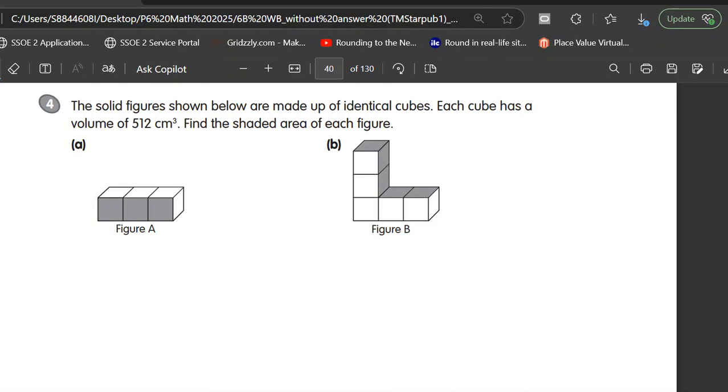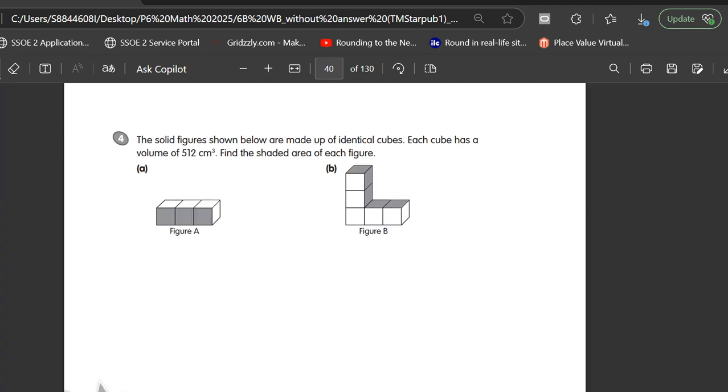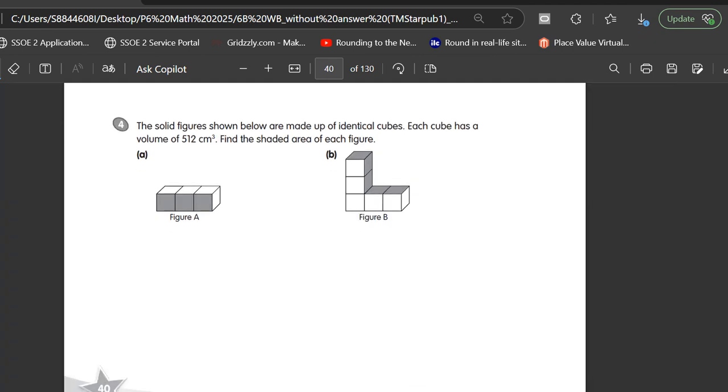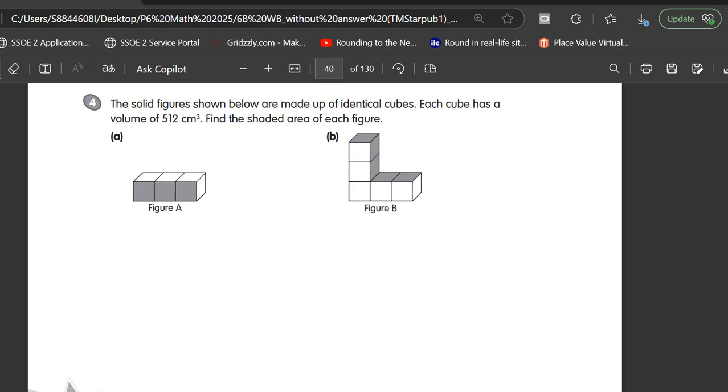Okay, so we are looking at this figure here. Have you found the question? Okay, so this question here is on page 40. We are looking at these figures. They are made out of identical cubes.